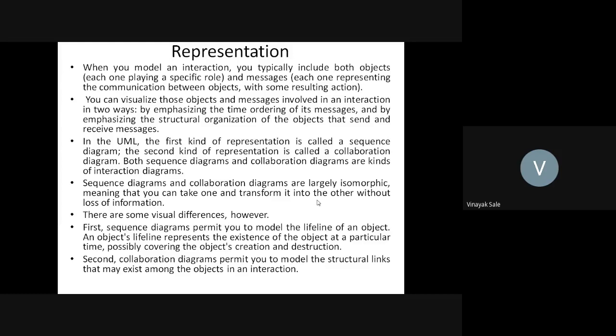The first difference is that a sequence diagram permits you to model the lifeline of an object. An object's lifeline represents the existence of the object at a particular time, possibly covering the object's creation and destruction. Second, a collaboration diagram permits you to model the structural links that may exist among the objects in an interaction.